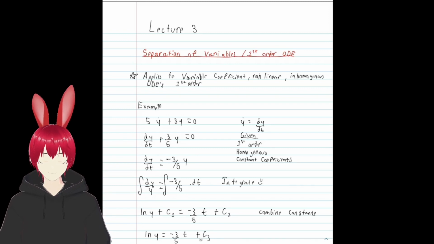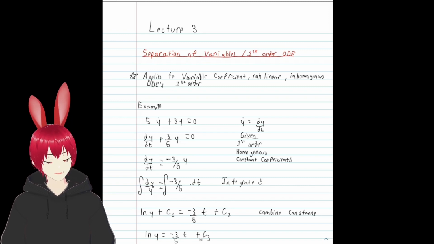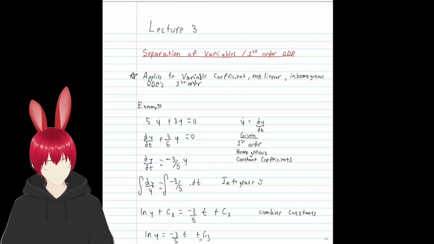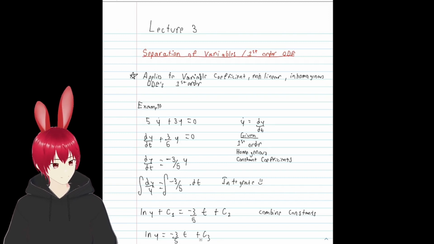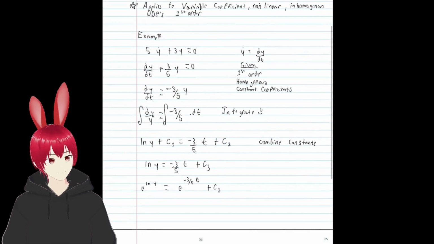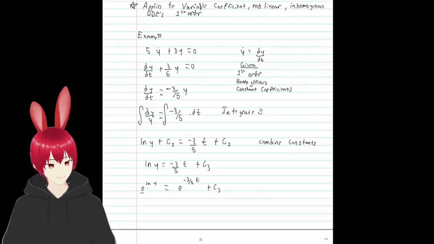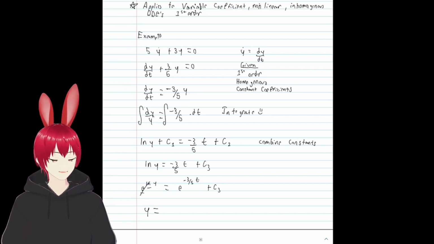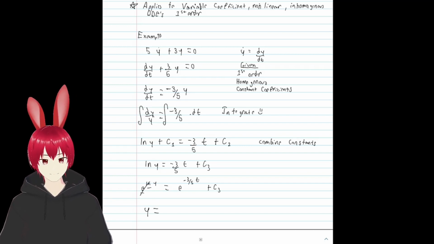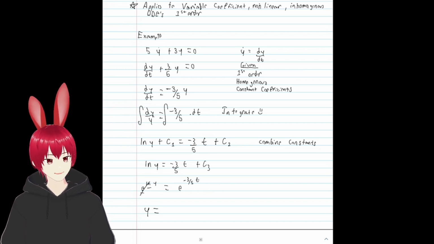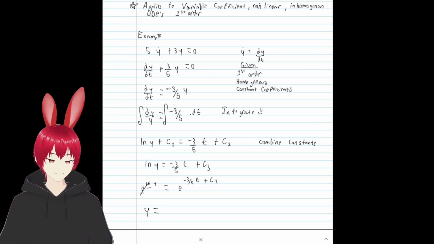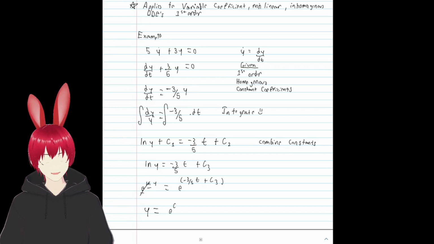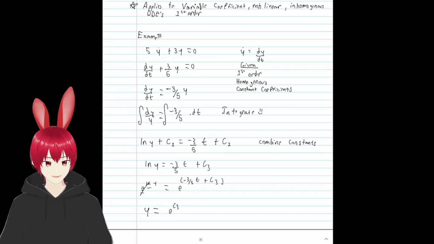After this, we can then use our exponent function e. So we take e to the ln of y is equal to e to the negative 3/5 t plus C3. The e and the natural log cancel out in this form. We're then left with y is equal to e to the negative 3/5 t plus our constant C3.